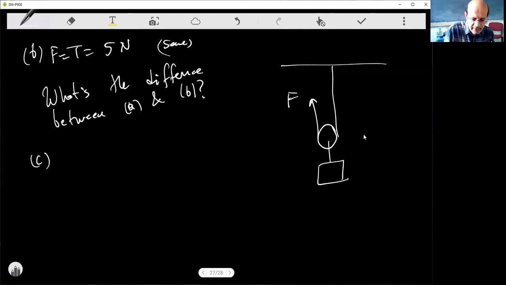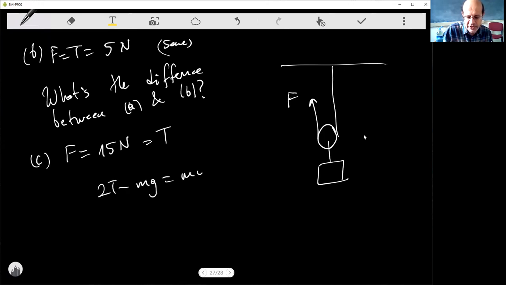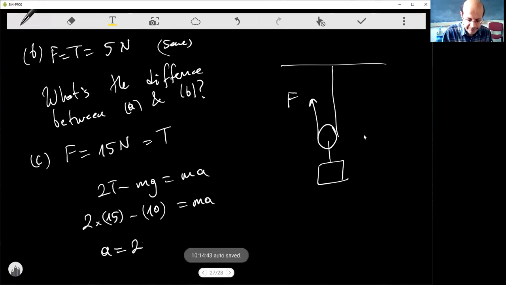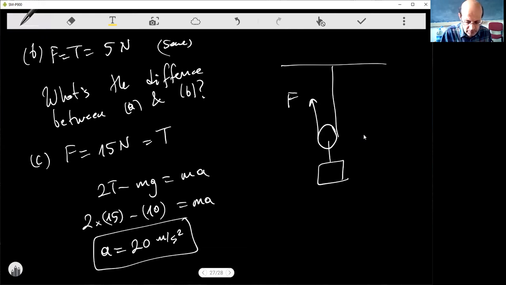In part C, we have this. In that case, somehow I adjusted my hand in such a way that my hand applies a 15 newton force. That's equal to the tension. So it's the same equation again: 2 tension minus mg is equal to mass times the acceleration. But this time the acceleration is not 0. So we have 2 times 15 minus mass times gravity, which is equal to 10, and that's equal to the acceleration. And so the acceleration is equal to 20 meters per second squared. All right, so that's basically what it is.